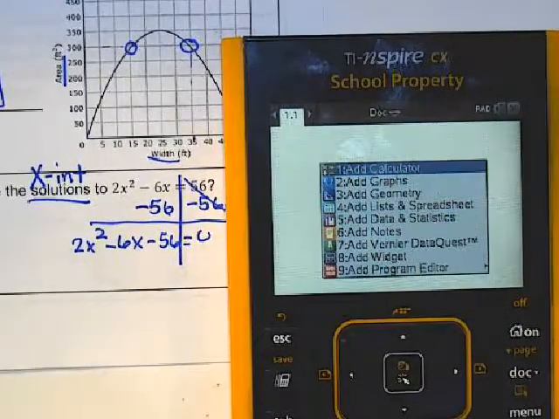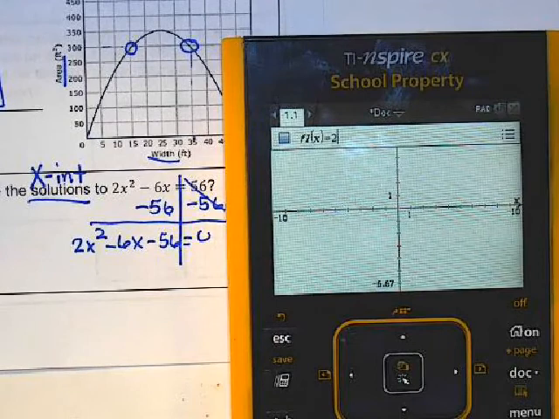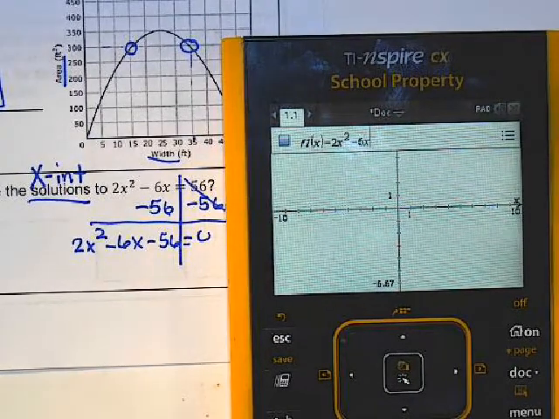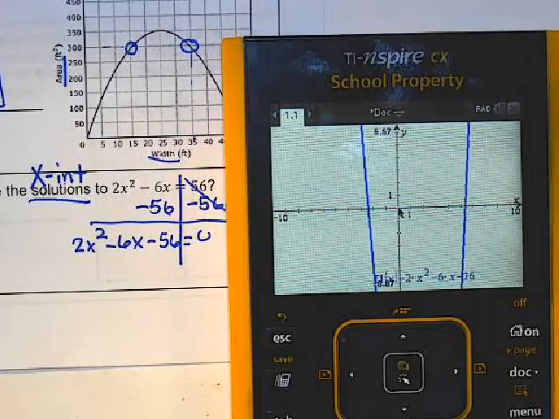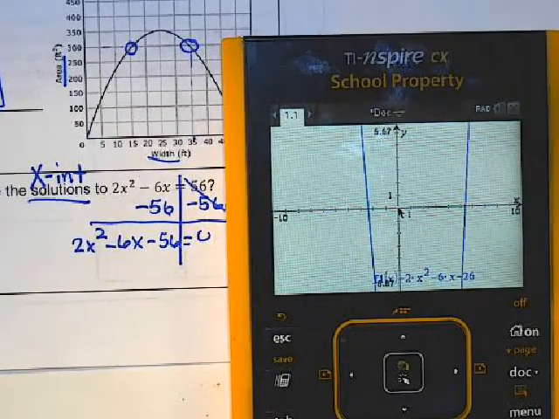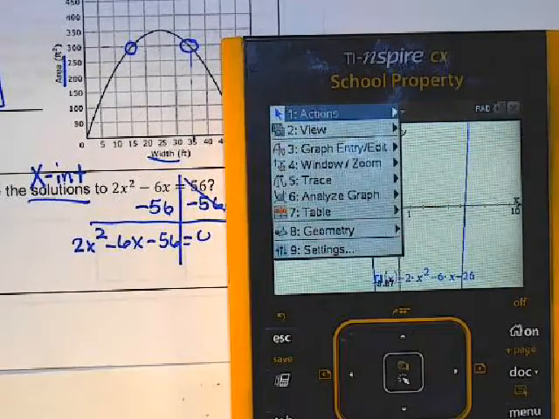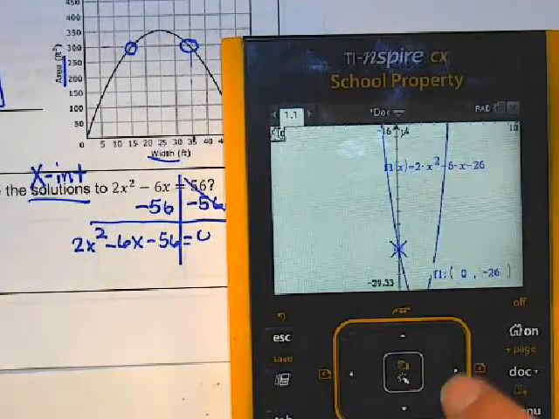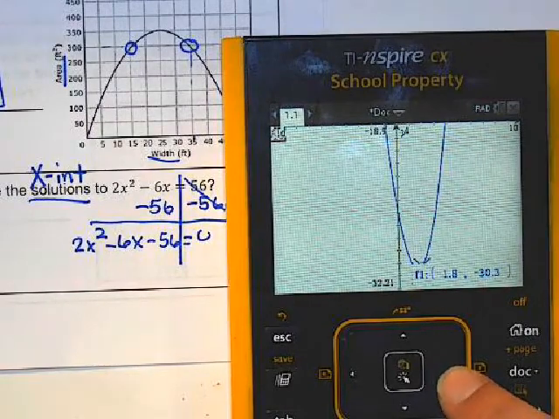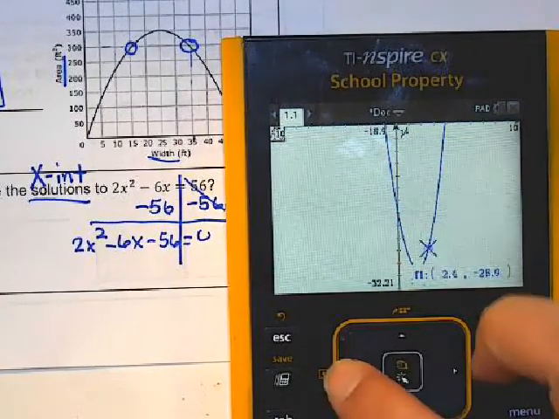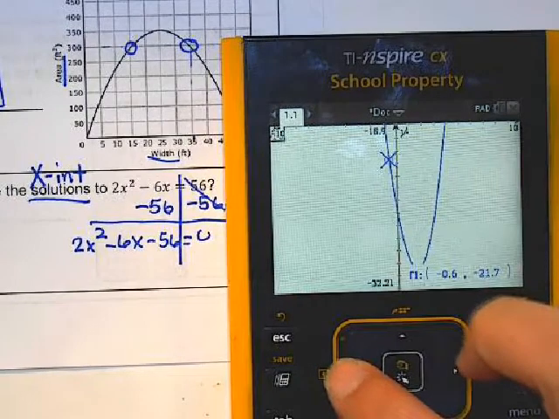There we go. Okay, graph it exactly how it looks. 2x squared minus 6x minus 56. All right, these do not fall on a perfect dashed line, so I'm going to make sure I do trace on this one. Starts at my x-intercept. I'm going to go down. Oops. Starts at my y-intercept.